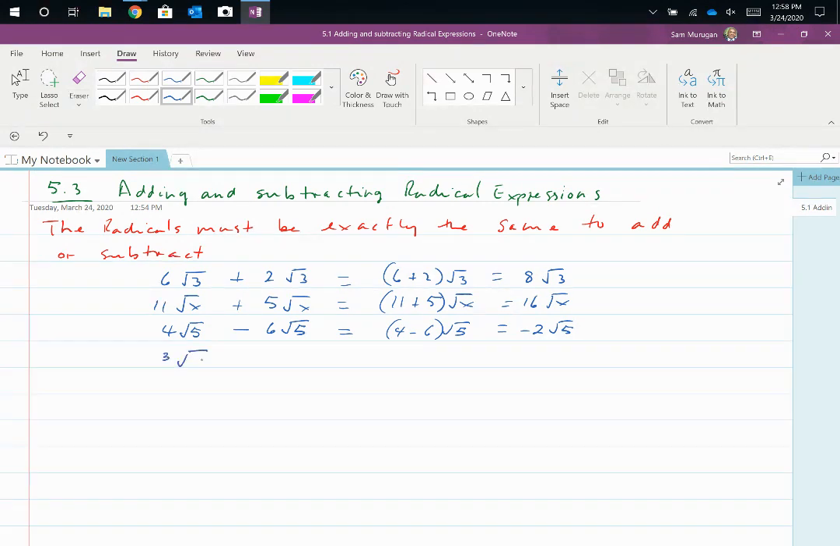3 square root 7 plus 5 square root 6 cannot be simplified because the radicals are not the same.